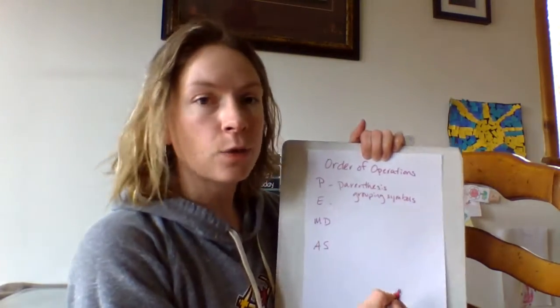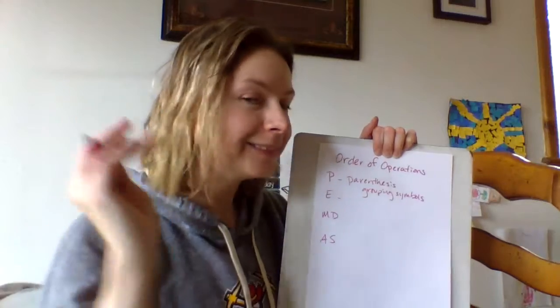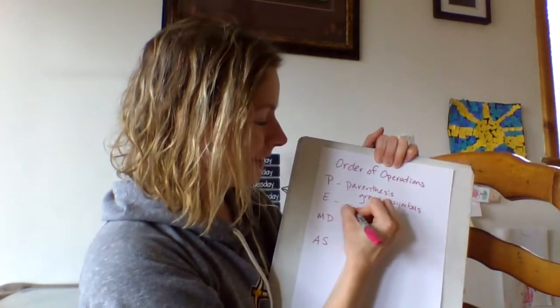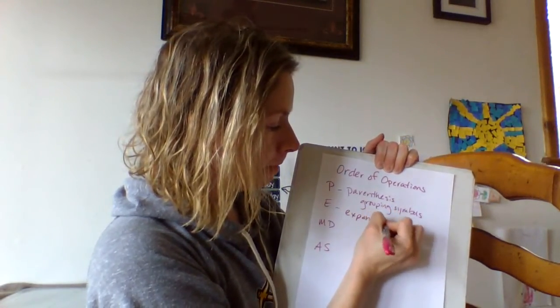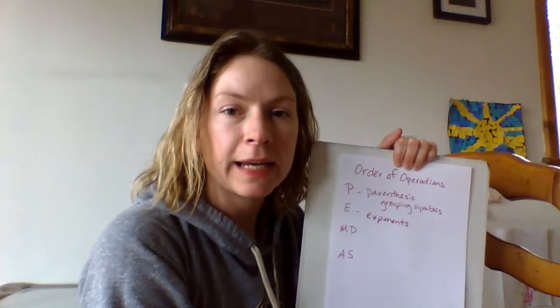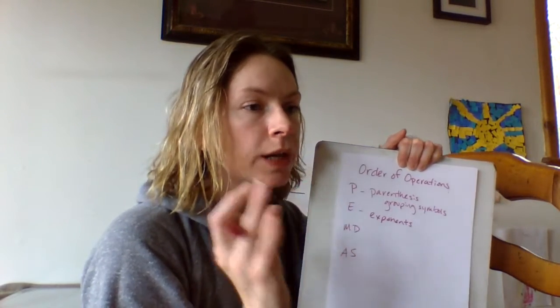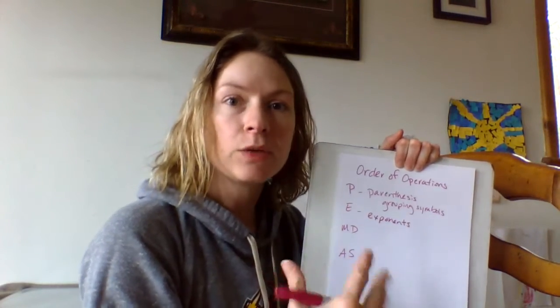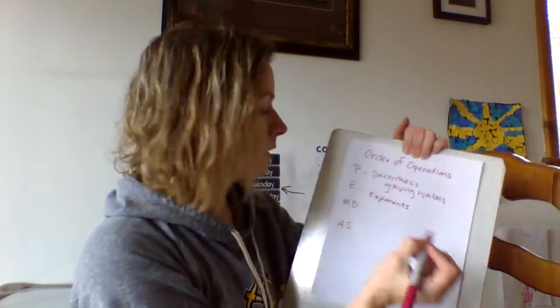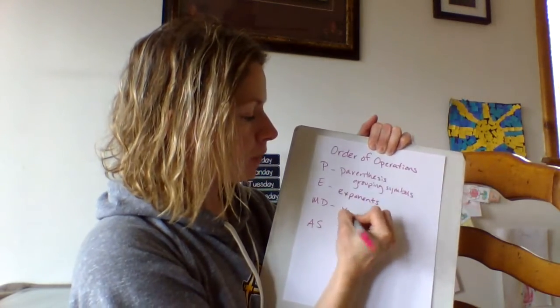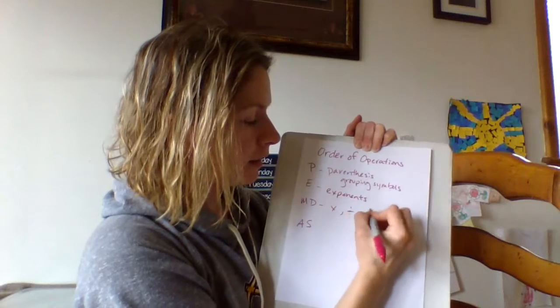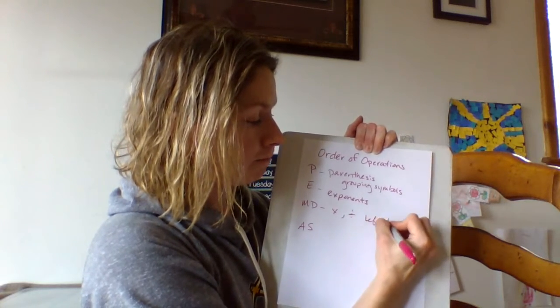The E stands for exponents. Right, exponents is that next piece. So once you've done everything inside of your grouping symbols, then you take care of any exponents that you see. The next, this is multiply and divide left to right.